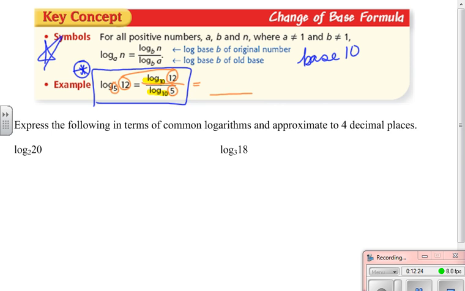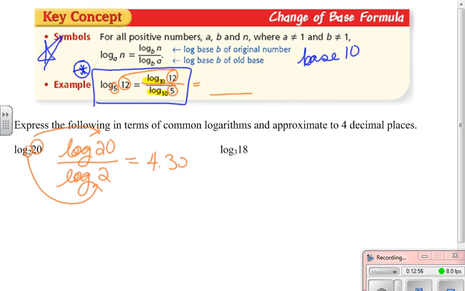So if I have log base 2 of 20, and I want to change that to something I can handle and manipulate, all I have to do is take the log of 20 divided by the log of 2. So this one becomes the numerator, this one becomes the denominator, and I've changed it to log base 10. I could change it to log base 5, I could change it to log base 7. None of that helps me at this level. I want to go to log base 10. And when you go to your calculator then, you get 4.3219.